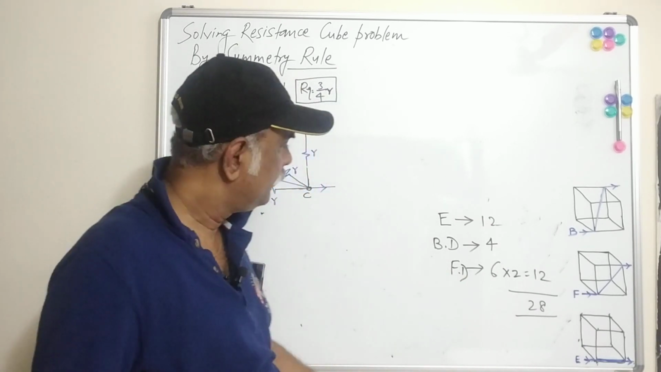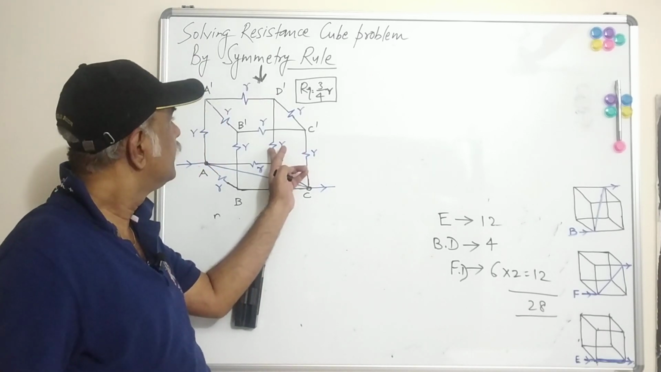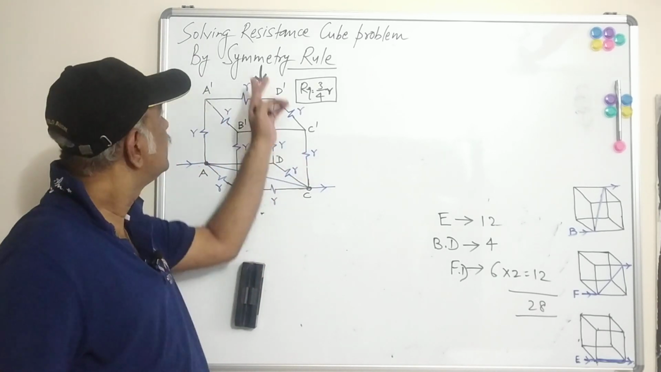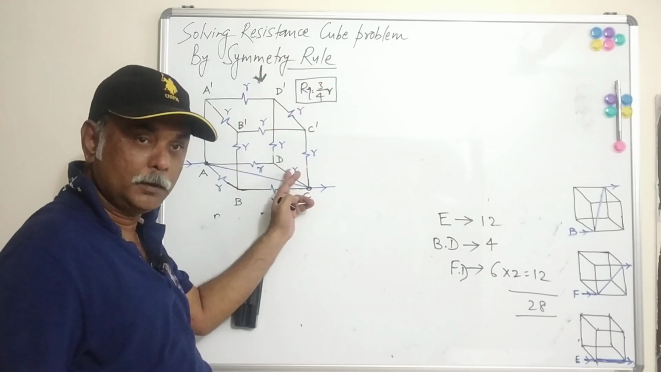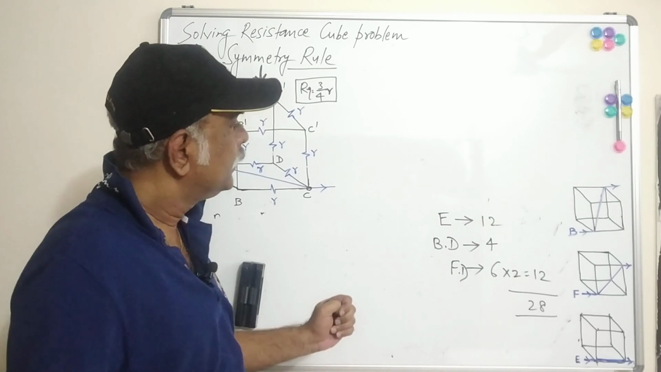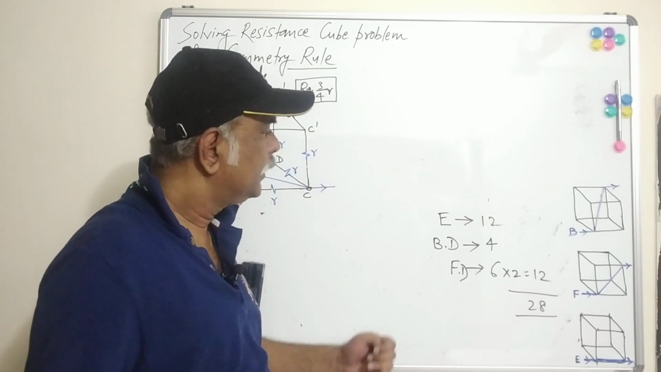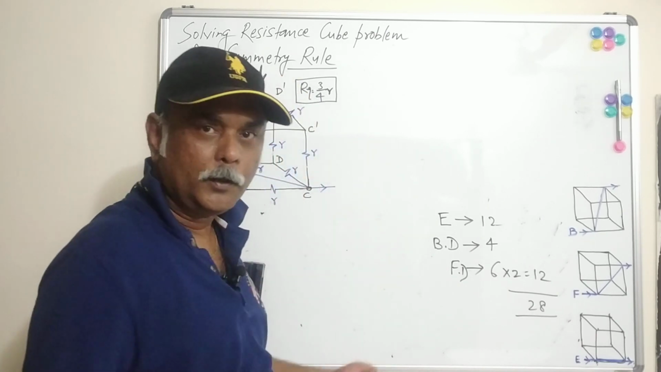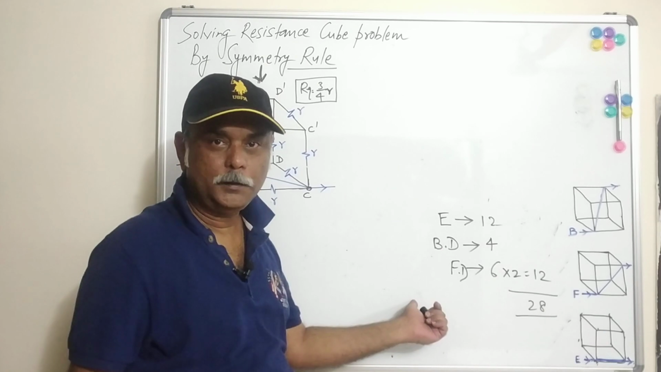exam and you see a question which looks similar to this cube, or resistance cube, in that case, just looking at it, you can simply know the answer or guess the answer. How? That's the trick, isn't it?